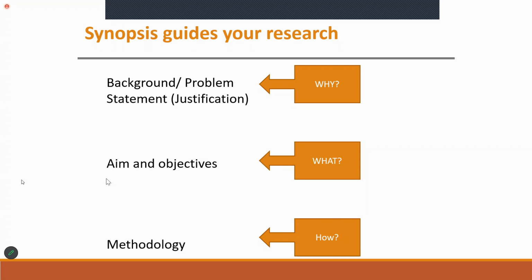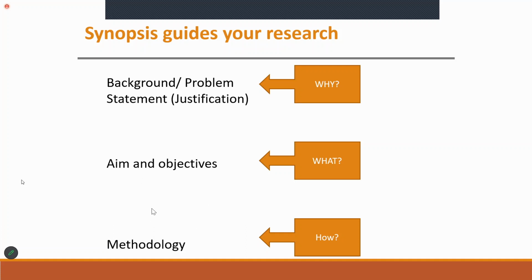After that, once you narrow down your research area, you are going to write about the aim and objectives. Having justified the why aspect, next you are going to talk about the what aspect. So what am I going to do? That will be articulated within the aim and objectives. This is what I'm going to do. This will be my aim. These are my objectives. So you can see that the what aspect will be fulfilled by the aim and objectives of your synopsis.